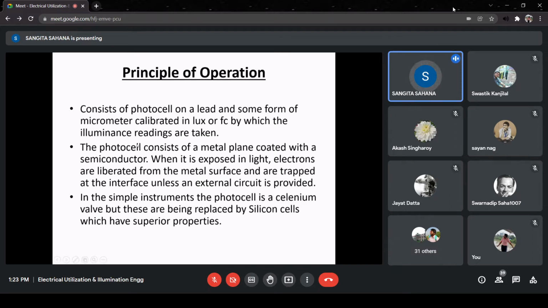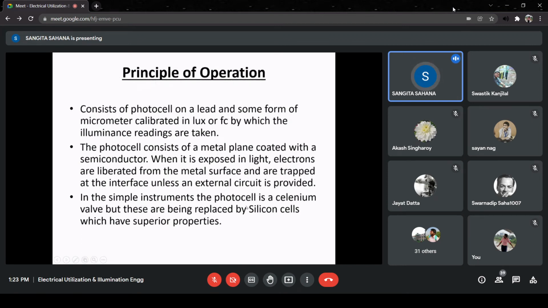That means whenever the photocell is exposed to light, the electrons are liberated from the metal surface, which are trapped at the interface. And then if you connect it to the external circuit, there will be some amount of current. So then you have to calibrate that in the illuminance, either in lux or foot-candela, whichever is required.